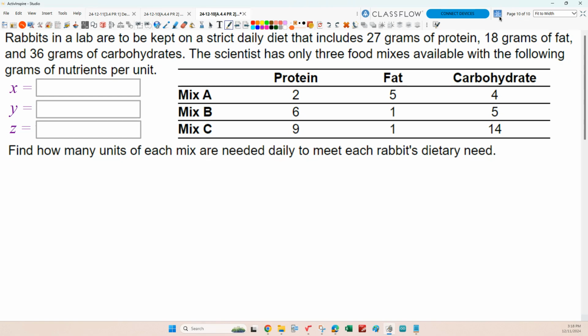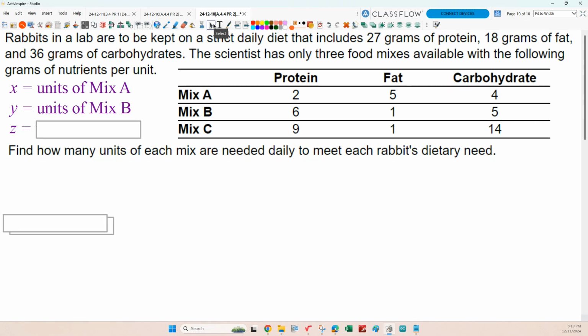How many, we're going to call them scoops instead of units, right? So they want to know how many scoops from each bag we need to mix together. Agreed? So X is just the number of scoops of bag A, Y is the number of scoops from bag B, and Z is the number of scoops from the third bag, brand C.